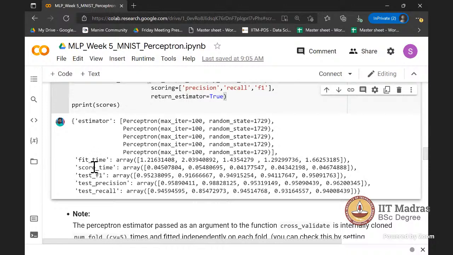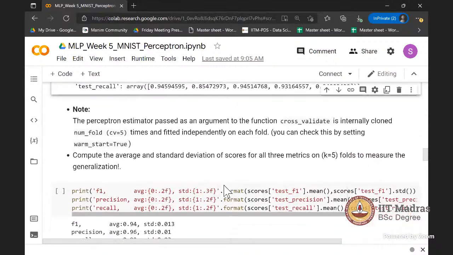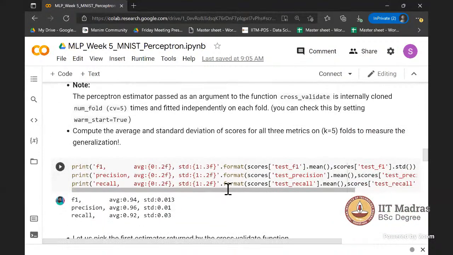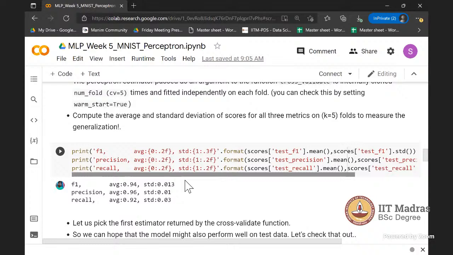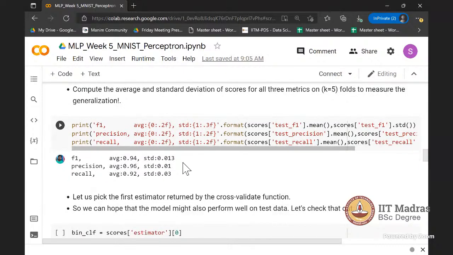You'll see fit time, score time, test F1 score, test precision score, and test recall score for all 5 executions. After that, the aggregated F1 score, precision score, and recall score with their standard deviations.